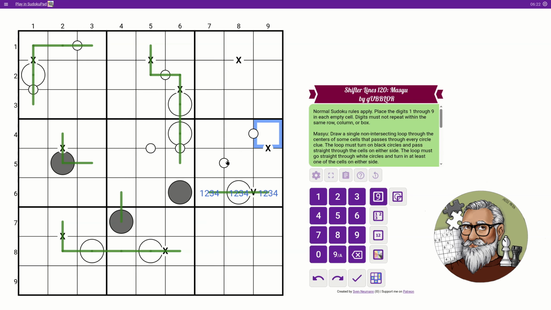So if I know that I can't have 5 and 6, I don't know how I would know that. This would have to be 5 and 4, and this would have to be 5. And I don't know that though, do I? The circles are only for the Masyu line, right? Okay. Does this one have to be connected to that one?